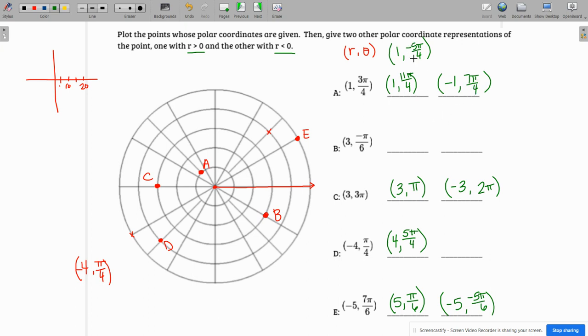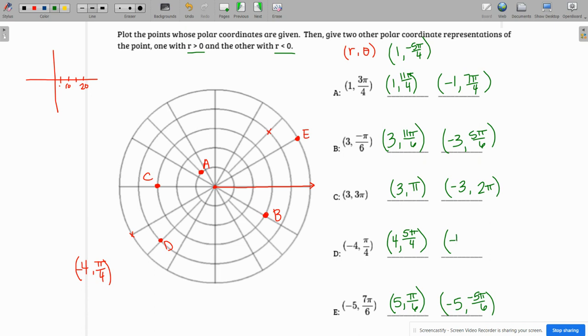These are just examples. You could have different situations. Point B here, we got from doing 3, -pi over 6. This could also be 3 and then 11 pi over 6. If we wanted to have a negative r value, well, then we'd have to look at the angle directly across from it, which is 5 pi over 6. Or you could use anything coterminal to that.